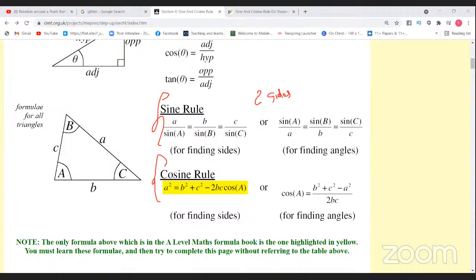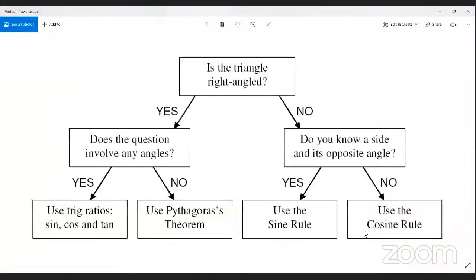All right, so let's look at this flow chart here. We're going to come back a bit to sine rule and cosine rule, when to use which one. But let's look at this flow chart. Read the first thing in the flow chart for me, Peter.